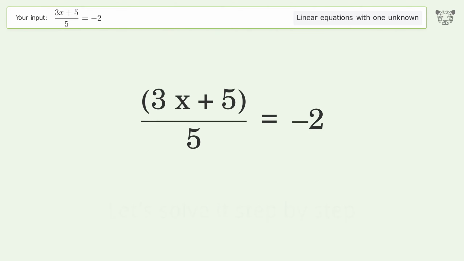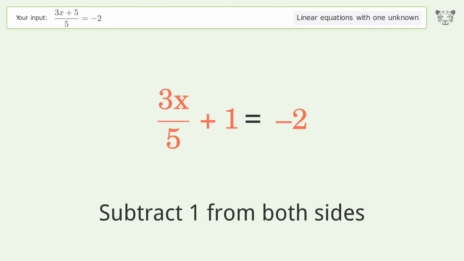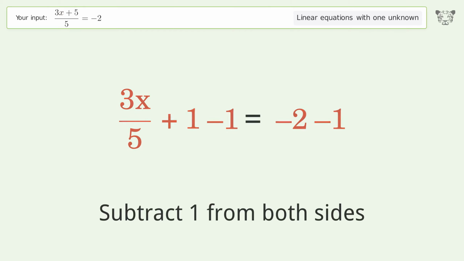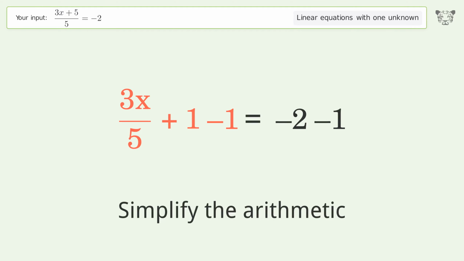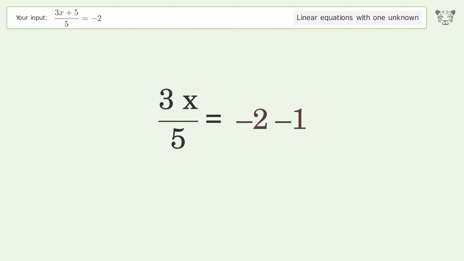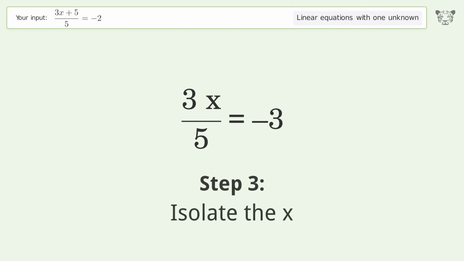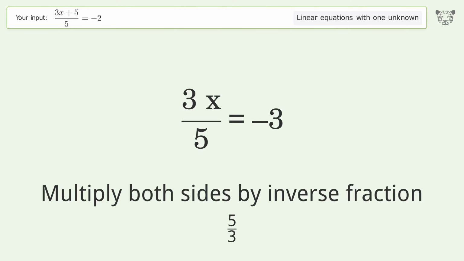Group all constants on the right side of the equation. Subtract 1 from both sides. Simplify the arithmetic. Isolate the x. Multiply both sides by inverse fraction 5/3.